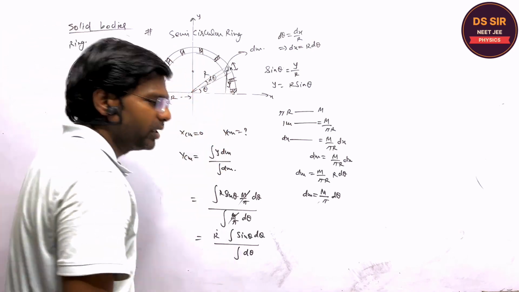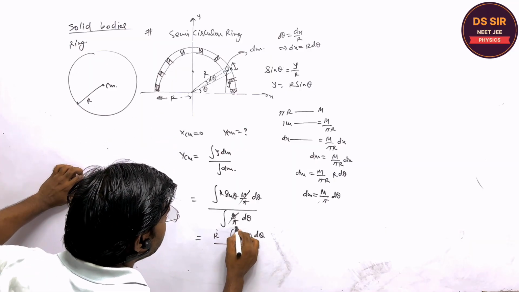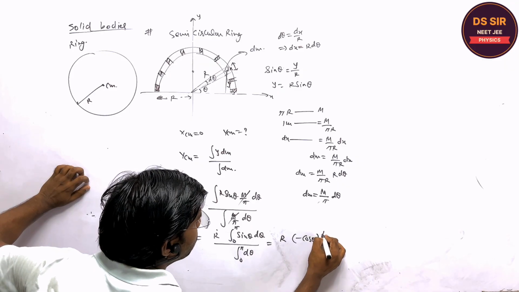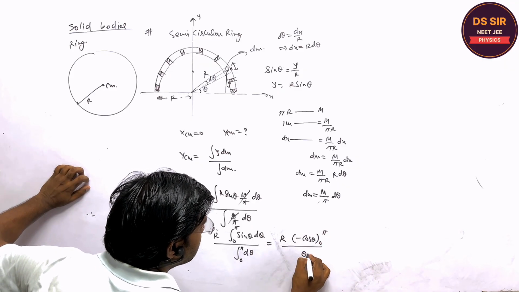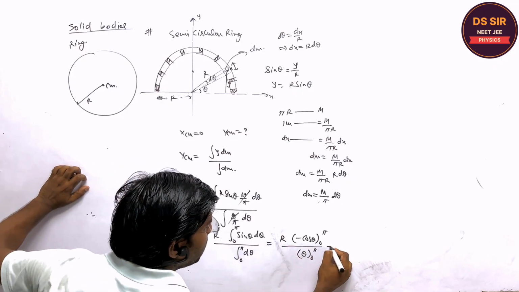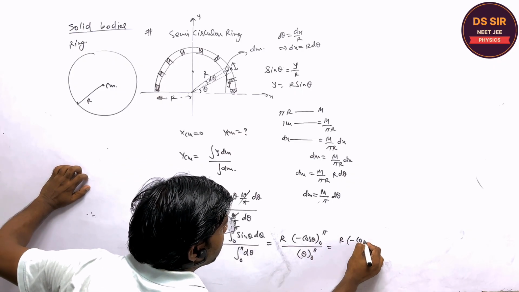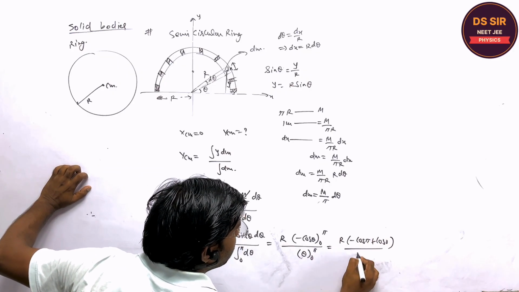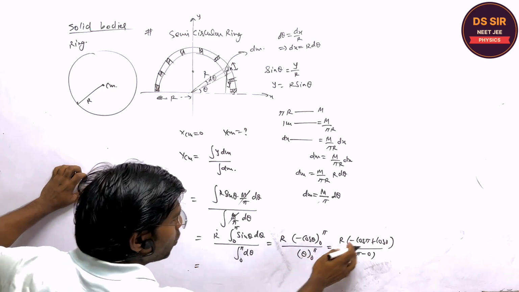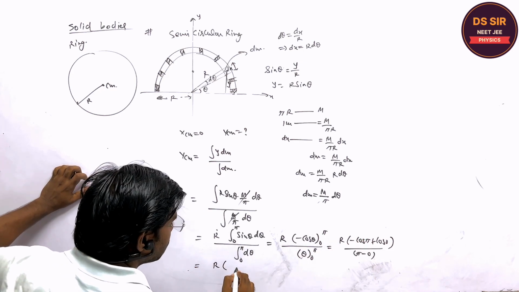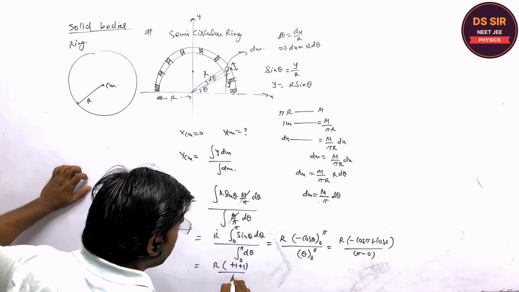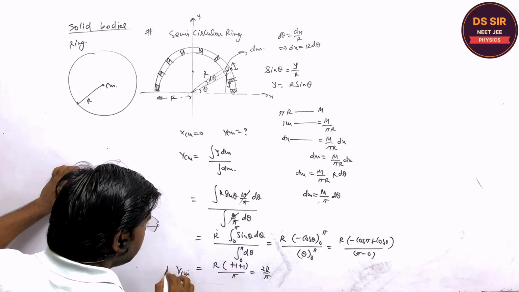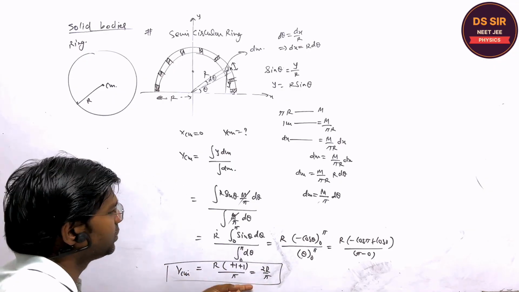We will add all the elements, right? So theta from 0 to pi, and 0 to pi. What is the integration of sin theta? Minus cos theta from 0 to pi, and this is theta from 0 to pi. So you will simplify this. Minus cos pi plus cos 0, divided by pi minus 0. So cos pi value is minus 1, so minus minus plus 1, upon pi. So 2r upon pi is the ycm. This is the value of the center of mass: ycm is equal to 2r upon pi.